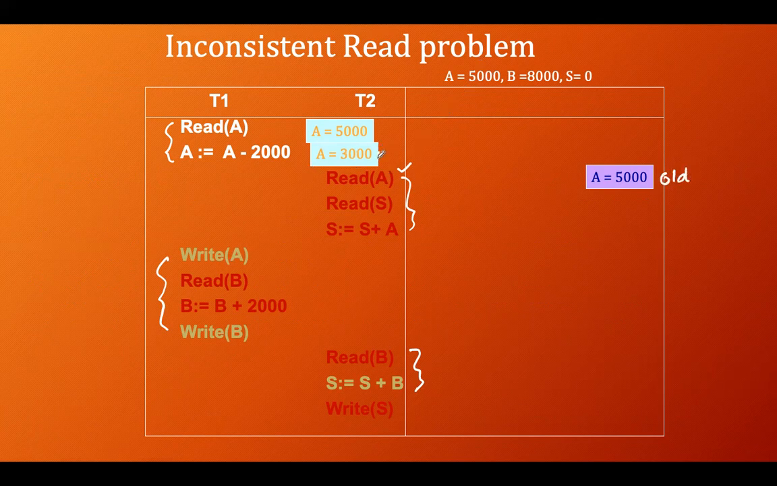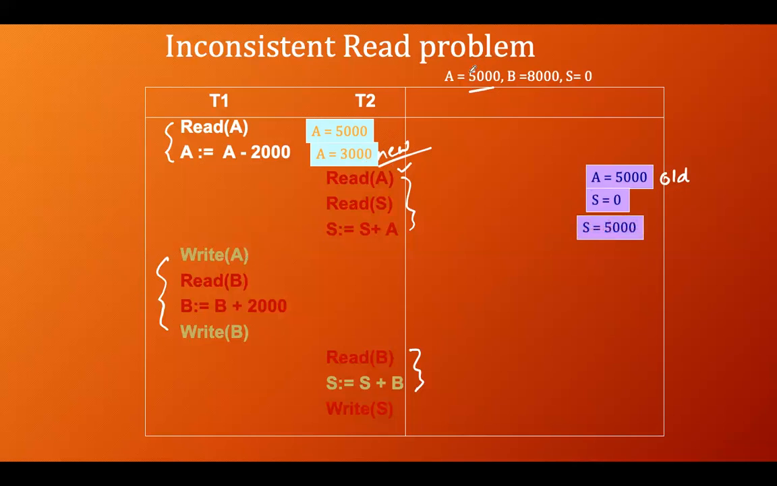And what is the new value? This is the new value, and this new value is not reflected here. This transaction is reading the old value. Now read S, it is okay. Read S means 0, it is reading 0. It is okay because it is not an old value, it is the recent value. Now S will be updated as S = S + A, but S was supposed to be added with the new value, and instead it is added with the old value. So now the S value is 5,000.